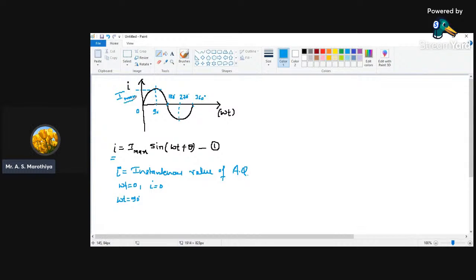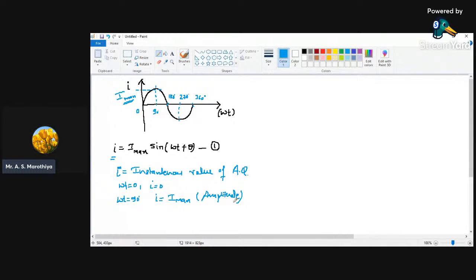And what is this I max? This I max indicates the peak value. So at omega t equals 90, the instantaneous value of this alternating current is going to be equal to I max. And this I max indicates its highest possible value, or sometimes this is also known as the amplitude of this alternating quantity, which is very important.